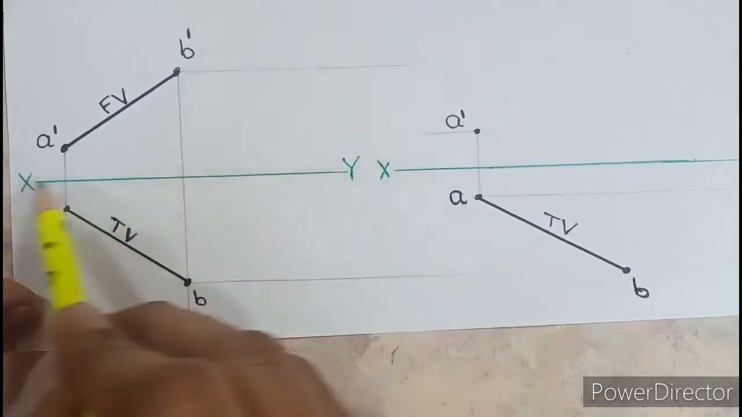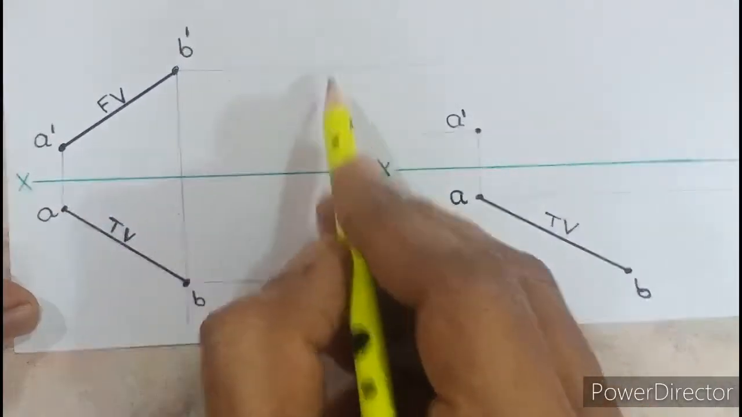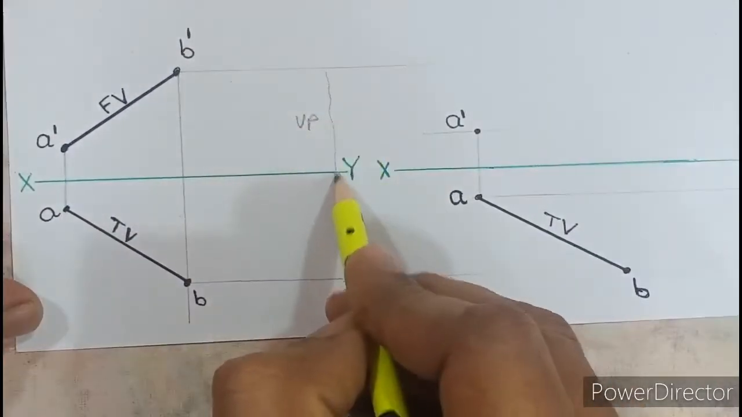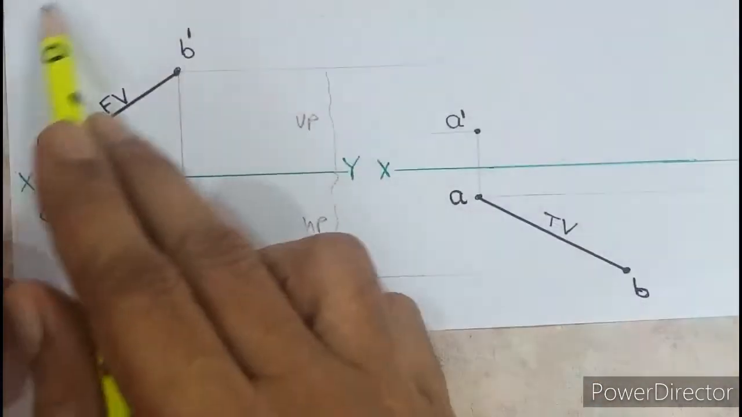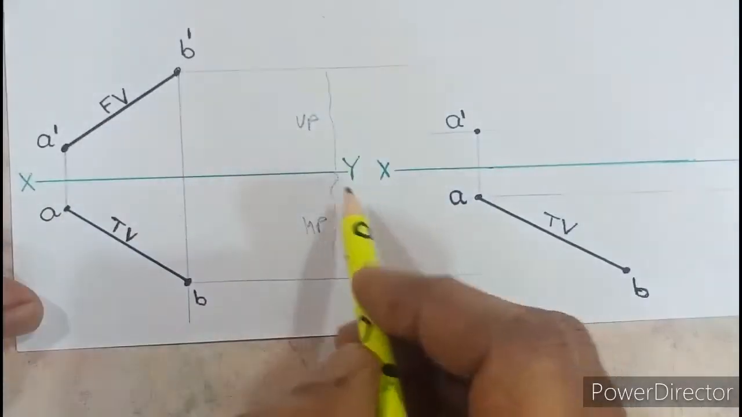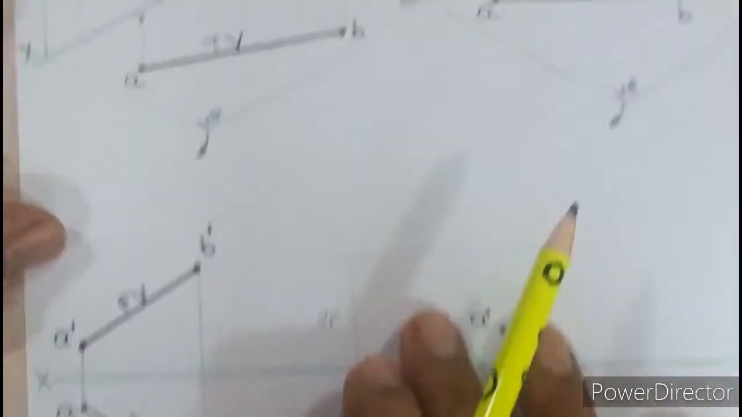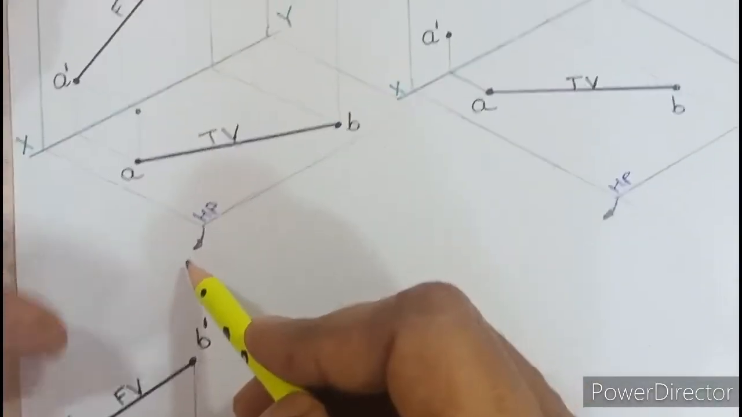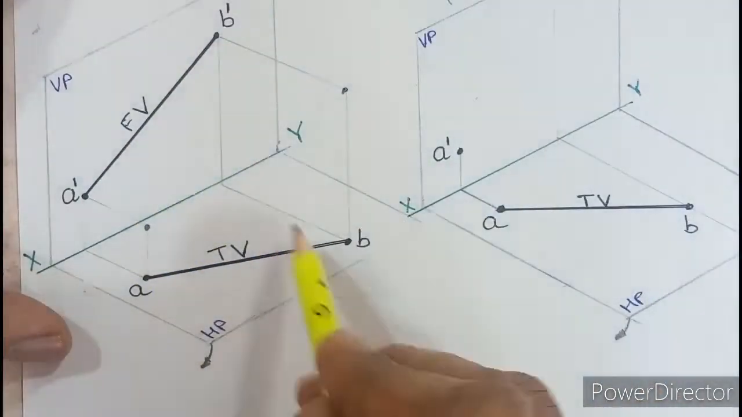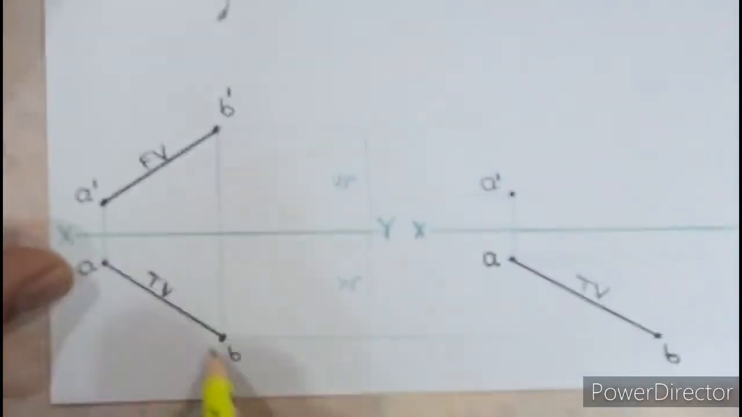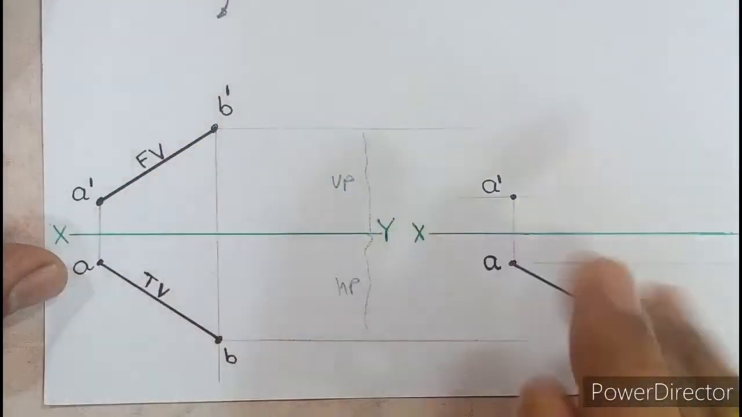This is the XY line. You should know that everything above XY is the vertical plane and anything below XY is the horizontal plane. So after you turn HP down, the front view will remain here only and the top view will go below XY. So I have drawn the top view AB below and A dash B dash above.